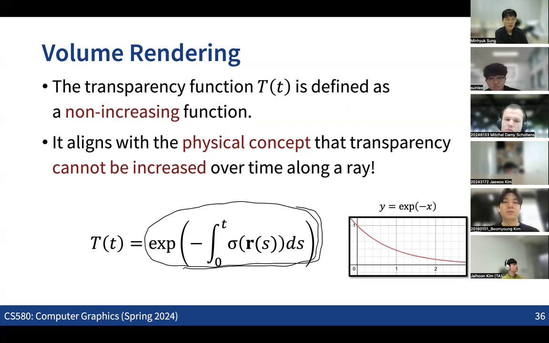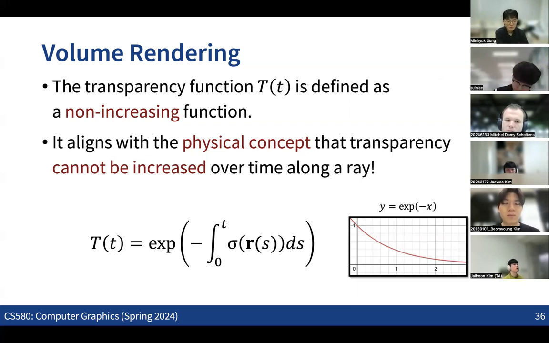Which is really aligned with the physical concept of occlusion, and which is also a major difference from the deep focal framework. Makes sense. So this is basically the basic idea of the volume rendering equation. Do you have any questions on this?